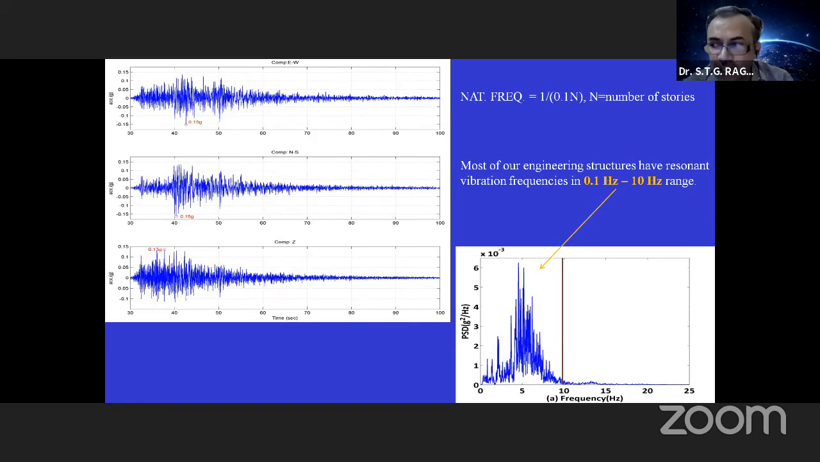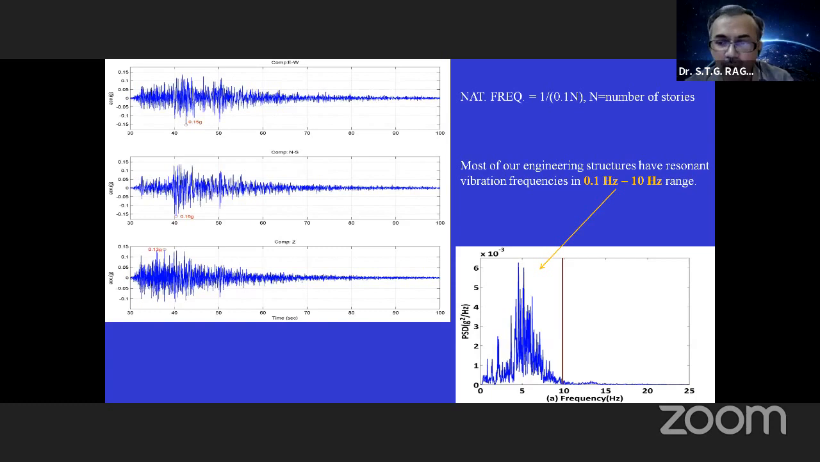Now here the relationship between our civil and structural engineering and earthquakes comes into the picture. These are just thumb rules, widely used in practice. If you want to find the natural frequency of any building, and you know the number of stories, 1 by 0.1 into n will give you the natural frequency. It's an approximate formula. So if you have a 10-story building, its natural frequency is 1 hertz. If you have a single-story building, the natural frequency is around 10 hertz actually.